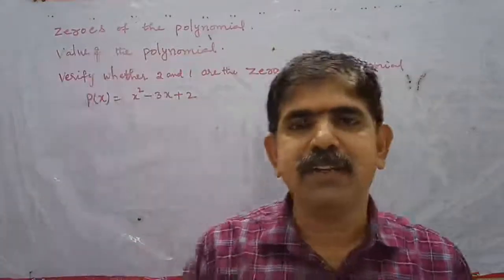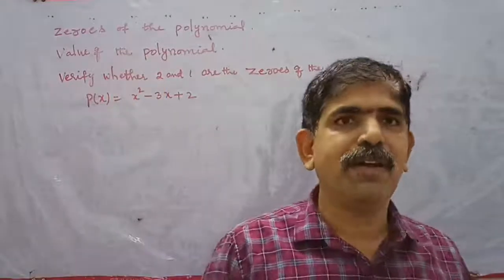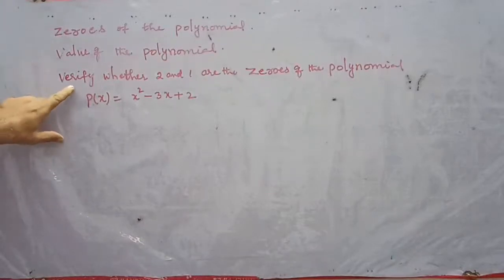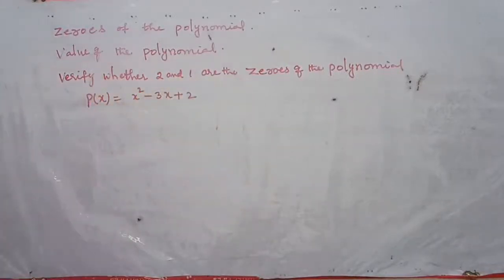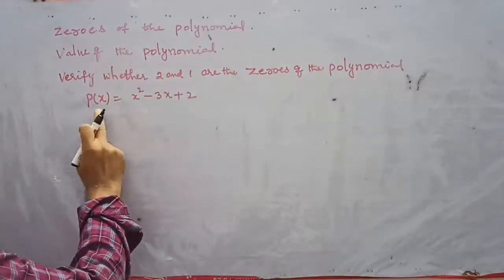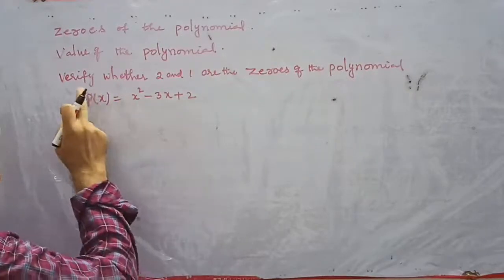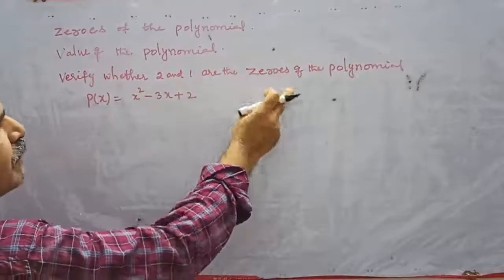Hello students, today we are going to continue our yesterday's class on the problems of zeros of the polynomial and values of the polynomial. See here, read this question. Verify whether 2 and 1 are the zeros of the polynomial p of x is equal to x square minus 3x plus 2. So the given polynomial is p of x equal to x square minus 3x plus 2. Here we have to verify whether 2 and 1 are the zeros of the polynomial.